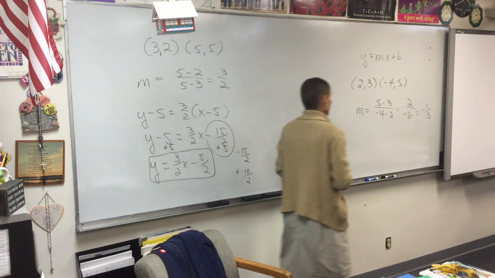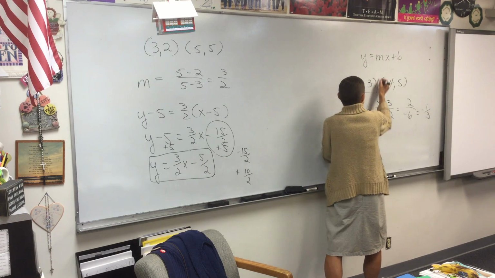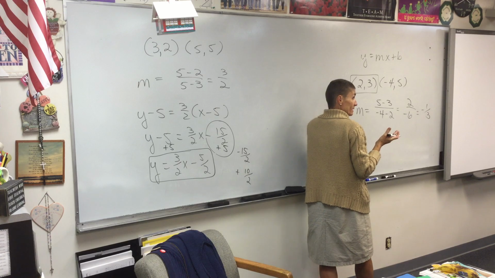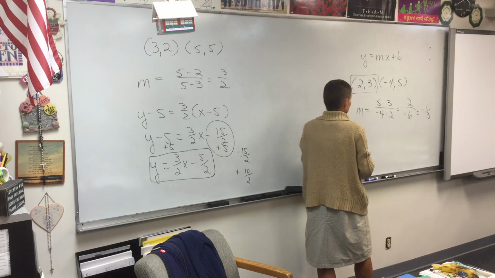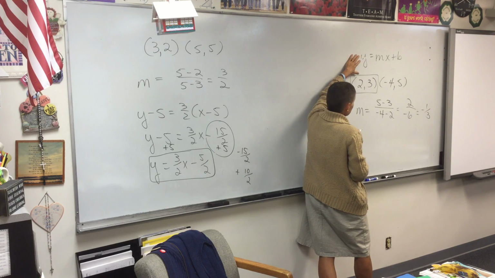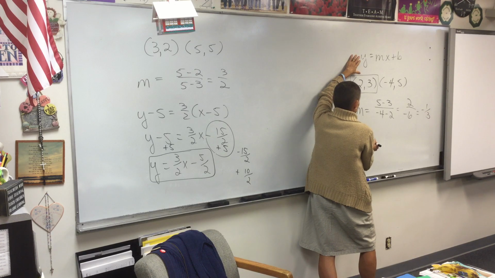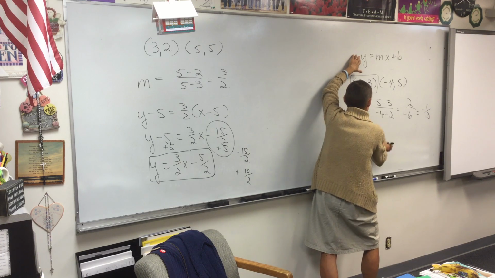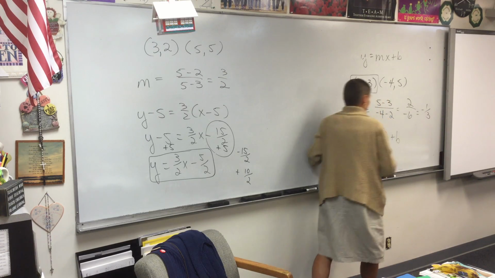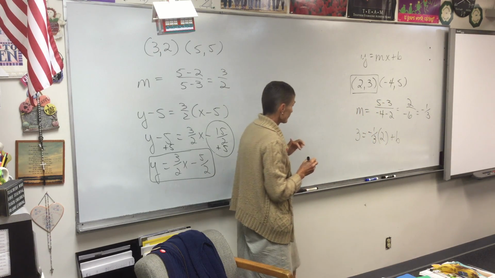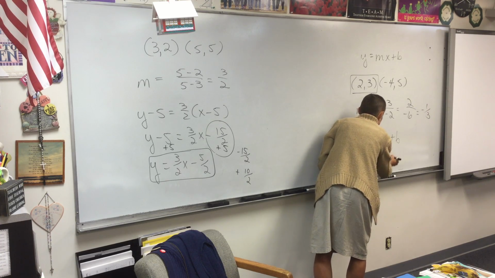We plug in the slope and a point. I'm going to use this point because it doesn't have any negatives. It's just easier for me. But you will get the same answer no matter which point you use. And you're plugging them in up here. So your y is 3. Your slope is negative 1/3. Your x is 2. And I don't know my b. So 3 equals negative 2/3 plus b.